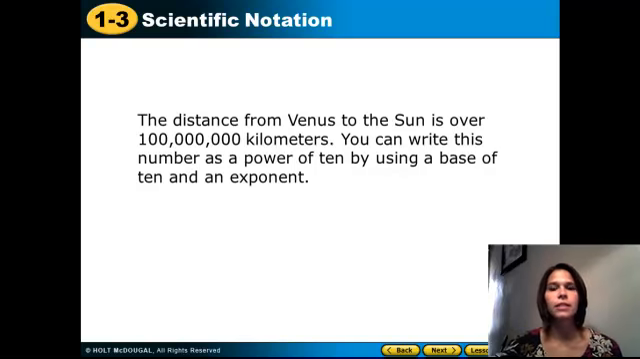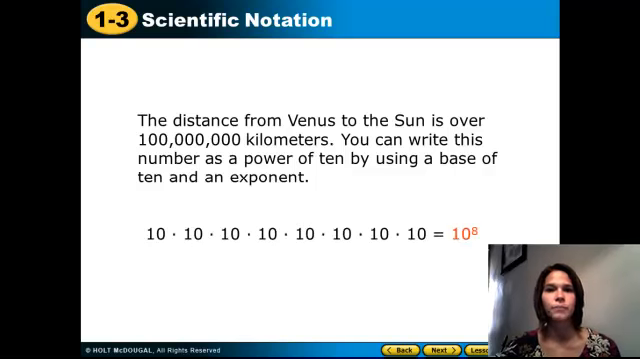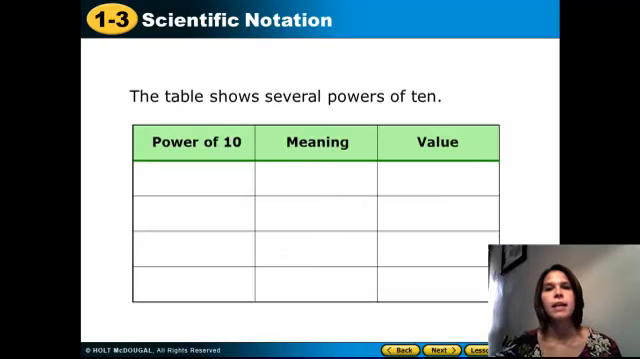The distance from Venus to the Sun is over 100 million kilometers. You can write this number as a power of 10 by using a base of 10 and an exponent, rather than writing all of those zeros. So because there are 8 zeros in that number, I can write it as 10 to the power of 8. Power of 10, and then I would put my unit on there.